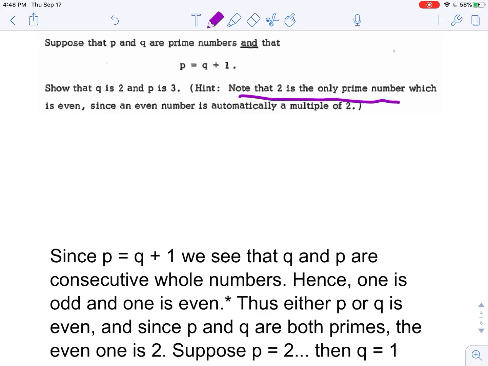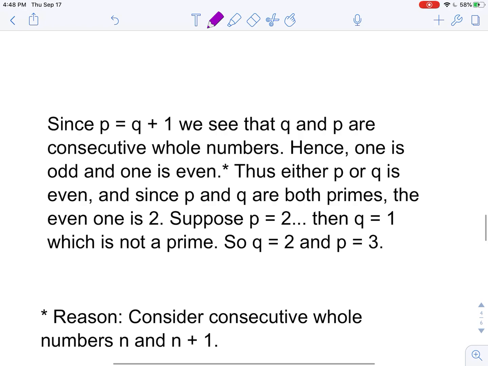Show that q must be 2 and p has to be 3. See, 2 is the only prime number that's even, since an even number is automatically a multiple of 2. Well, since p equals q plus 1, we see that q and p are consecutive whole numbers. They have to be. And so one has to be odd and one has to be even.